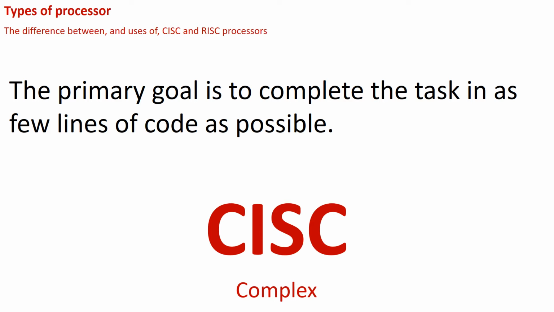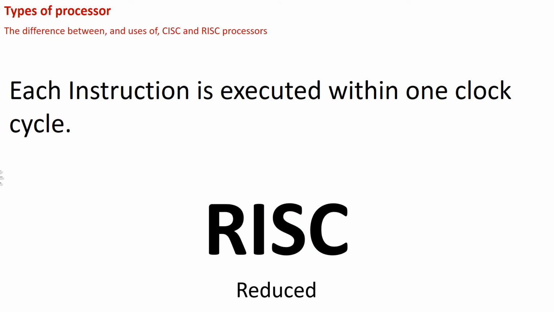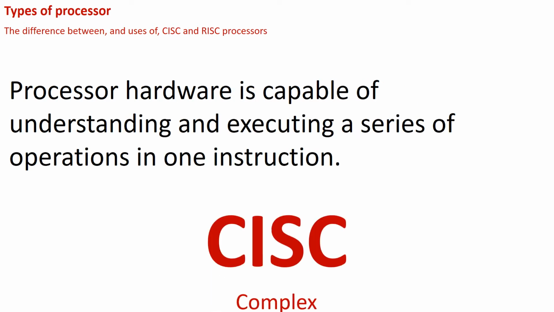The primary goal is to complete the task in as few lines of code as possible. Write down what you think it is. And the answer is CISC. Each instruction is executed with one clock cycle. Well, that would be RISC. Remember, some instructions within some process might be more than one clock cycle for each instruction.